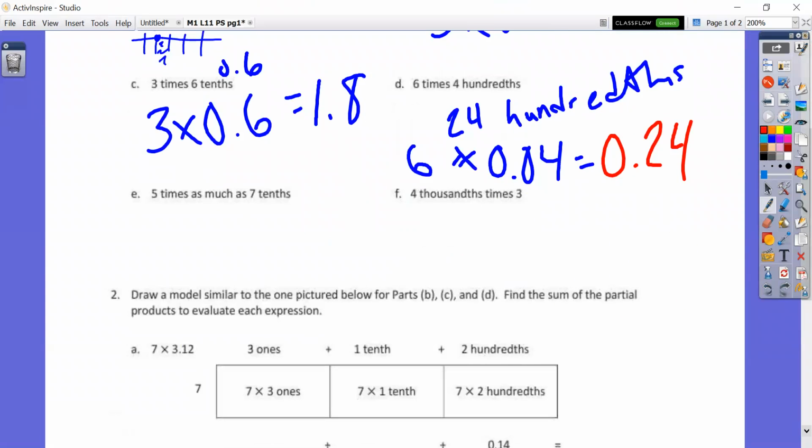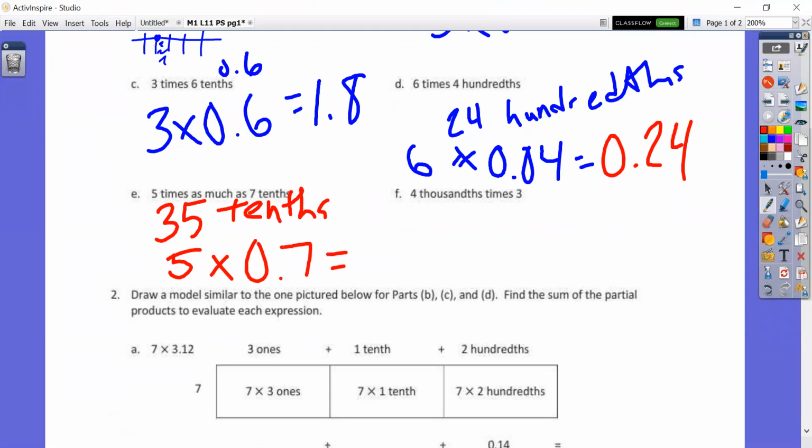All right, 5 times as much as 7 tenths. Well, 5 times 7, it's always 35. So 5 times 7 tenths is 35 tenths. So that's our answer. Let's write an equation to show what we did. 5 times, what's 7 tenths look like in standard form?